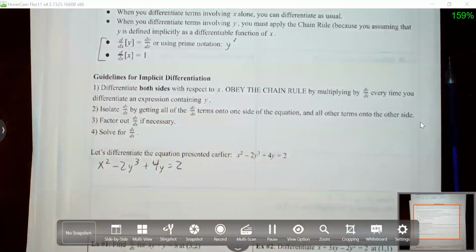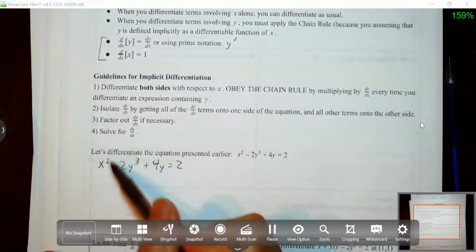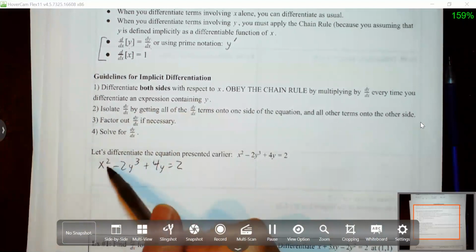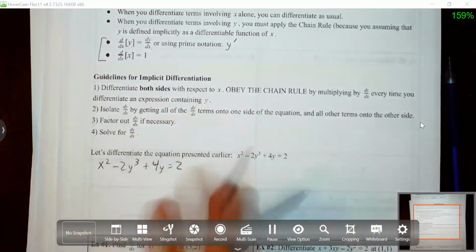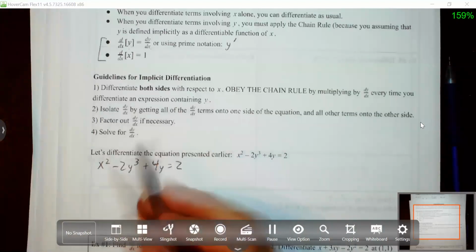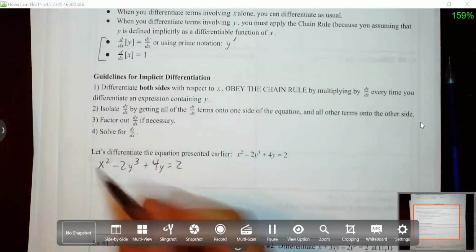So I'm going to differentiate both sides. This first term has an x term only. It has an x. There's no y here. So this is normal differentiation. This is just 2x.